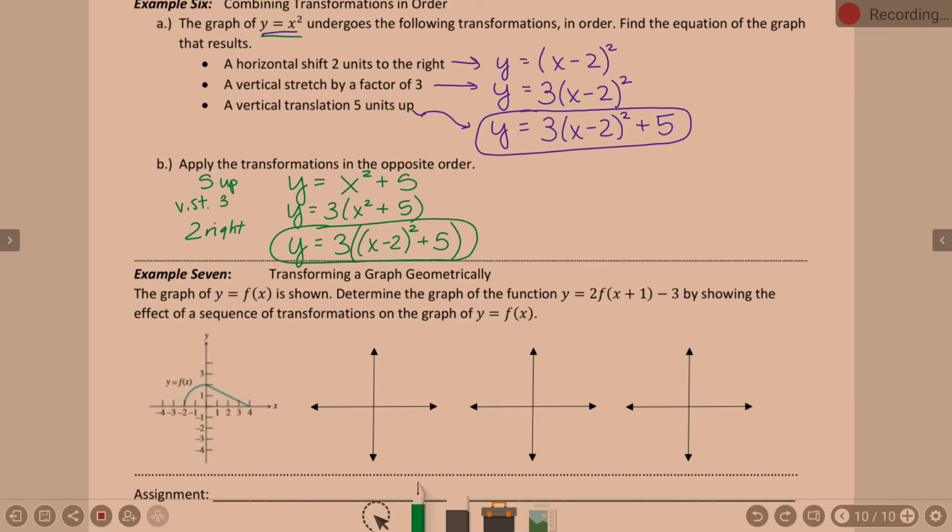Okay, example 7. I redid the notes this year, so we'll see. Same example, I just put it in differently. We'll see how this works.